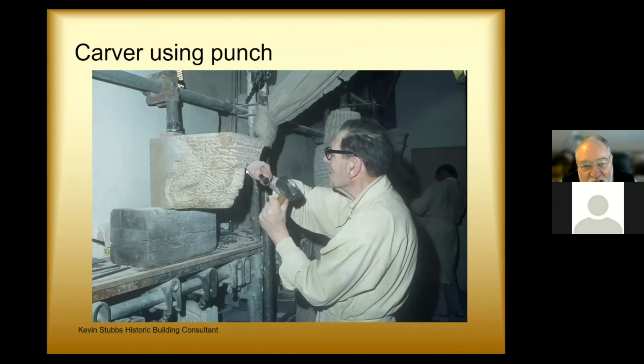So gradually, emerging from the rectangular block of stone, you begin to get the shape that the carver is punching out, and then he'll move to finer chisels, a whole array of finer chisels, to get the finished product.